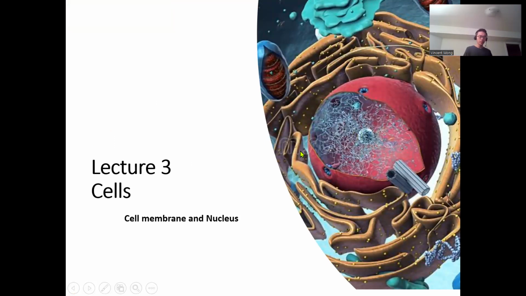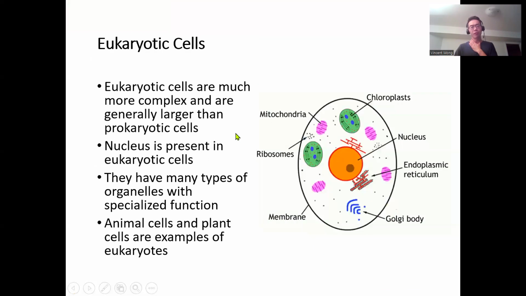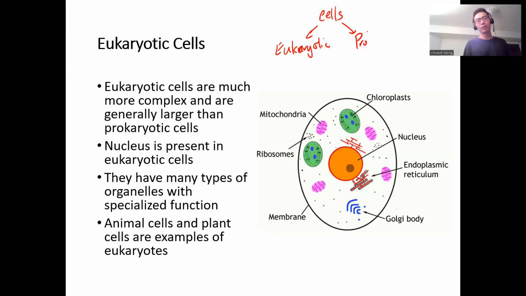So we are now going to go into the cell and look at different structures associated with the cells. But before that, we should know that there are two categories of cells. We have cells that are more complicated, and then we have cells that are simpler. So we have two kinds: eukaryotic cells and then prokaryotic cells.